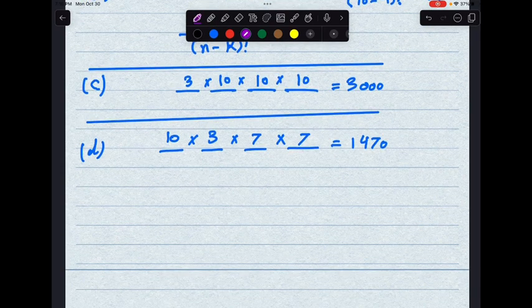To solve this one, it's a little bit different. Here we can talk about the difference between the multiplication principle and the addition principle.